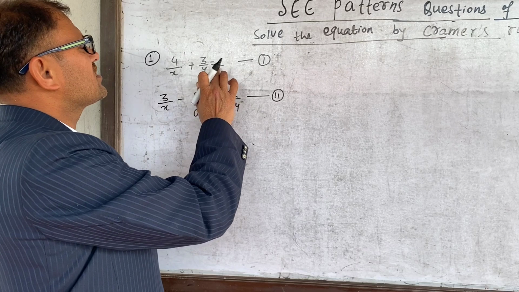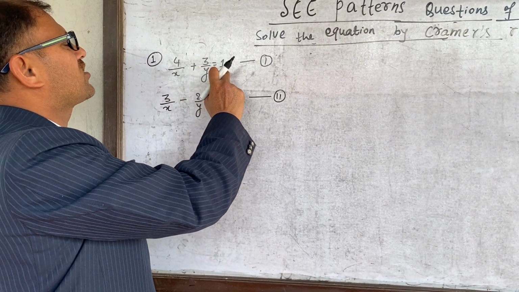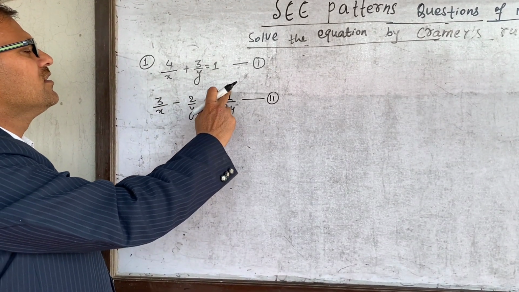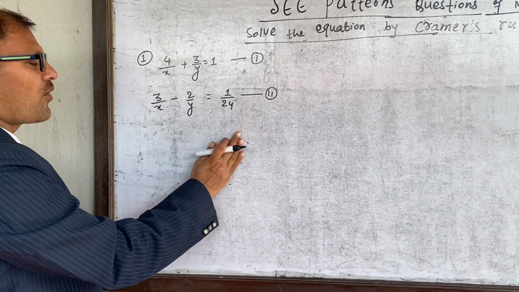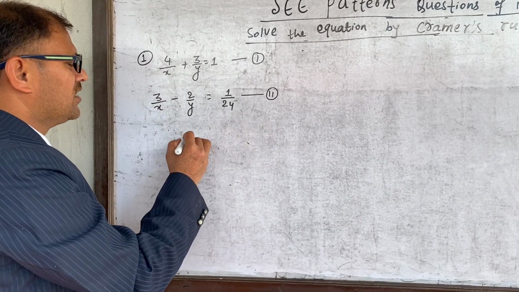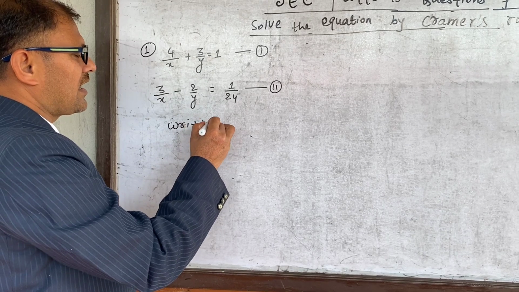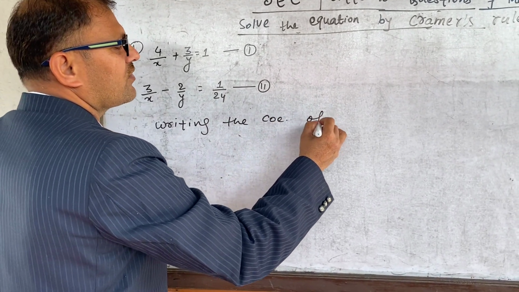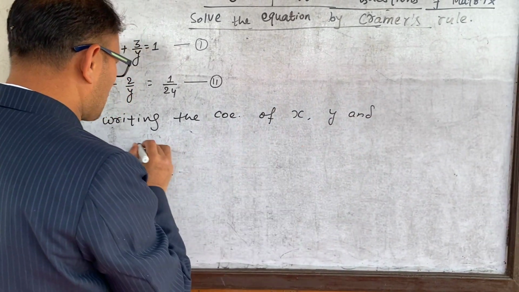First we see the equations. In the equation, 4 by x plus 3 by y is equal to 1. Here 3 by x minus 2 by y is equal to 1 by 24. First we write the coefficient of x, coefficient of y and the constant term. Right here, writing the coefficients of x, y and the constant term.